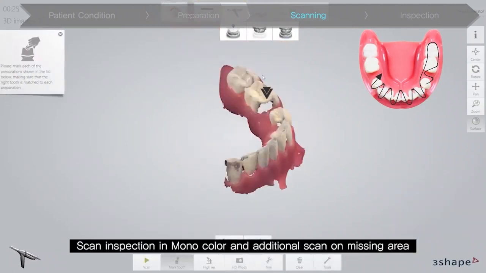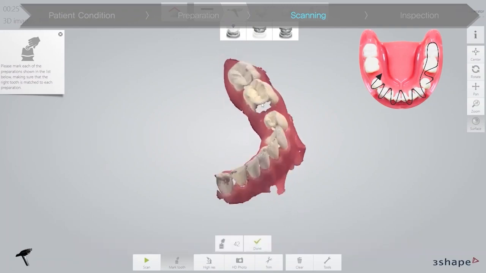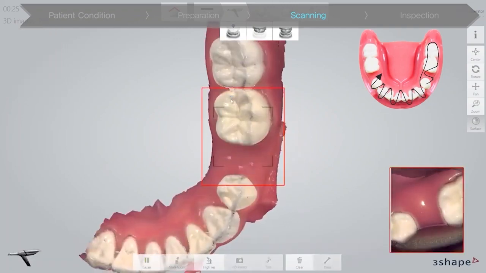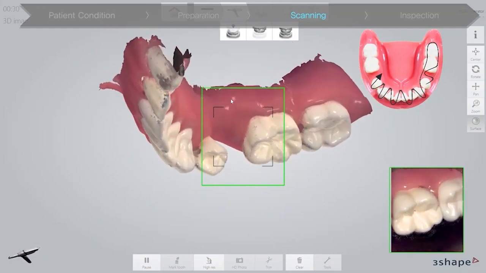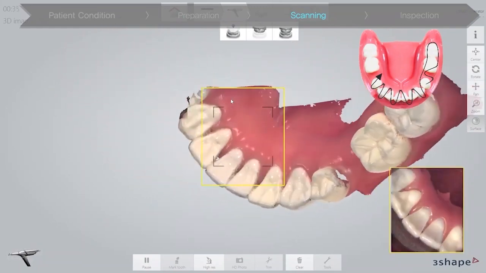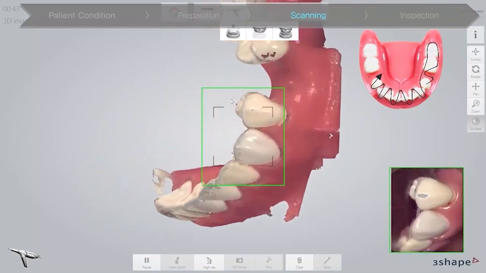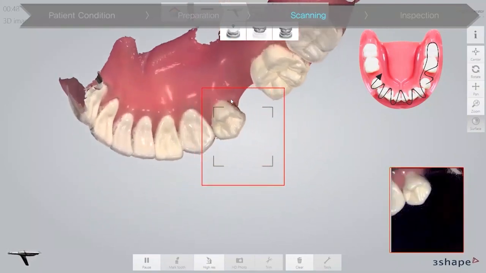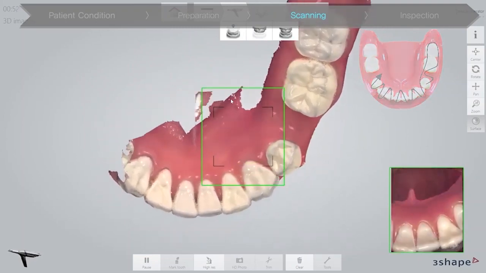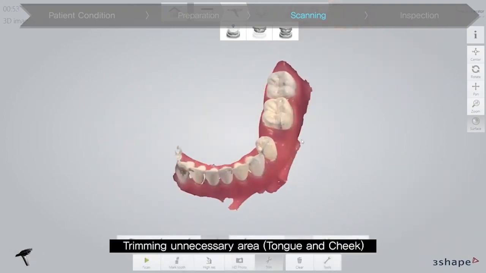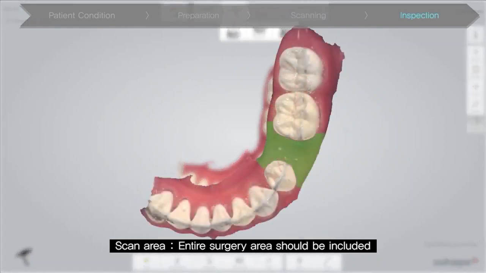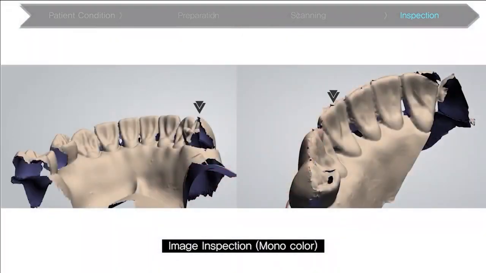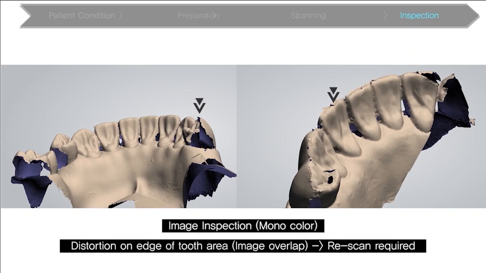The teeth on the surgery location should be scanned completely without any missing area. You should continue scanning on all necessary areas. You need to trim unnecessary areas, especially the tongue and cheek. The entire surgery location should be included in the scanning area. Inspection in monocolor makes it easier to identify image scanning errors, distortion, or overlap.